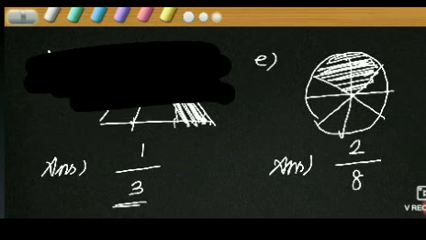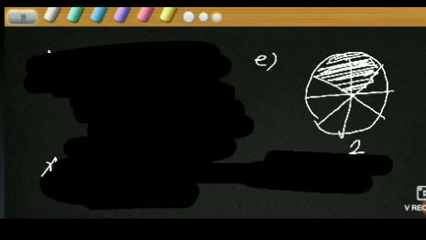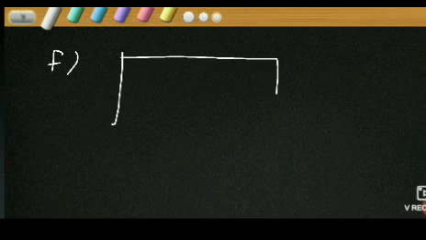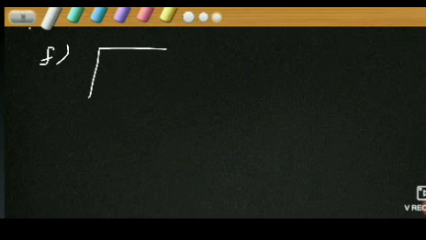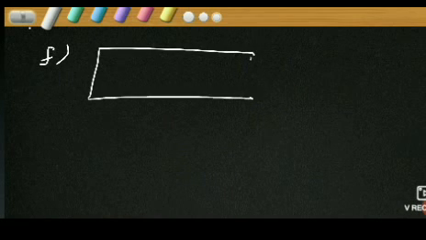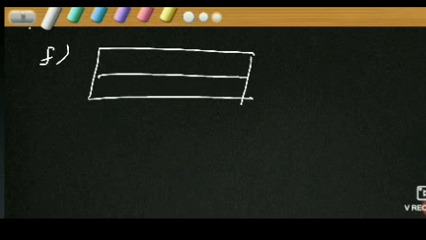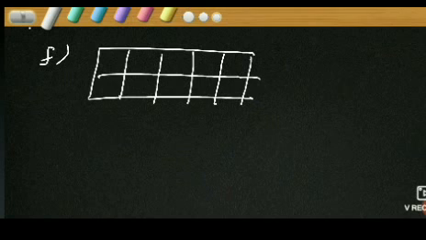The question is F. Again, let's try to do F. Please draw again one rectangle like this, and we are going to divide this into 1, 2, 3, 4 like this. We are going to divide this into how many equal parts? Yes, 10 equal parts. And boxes are shaded like this.